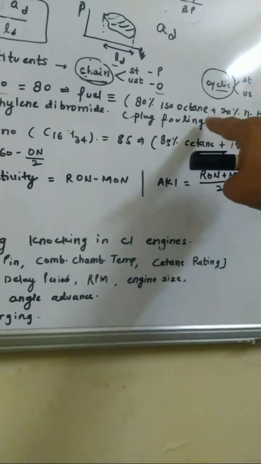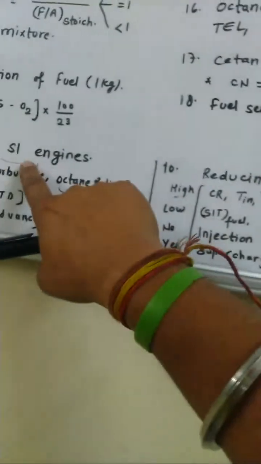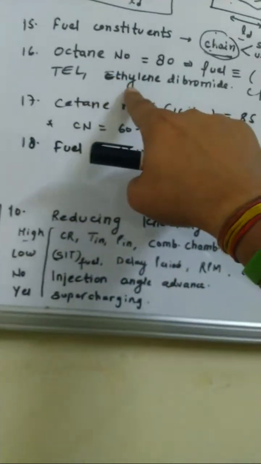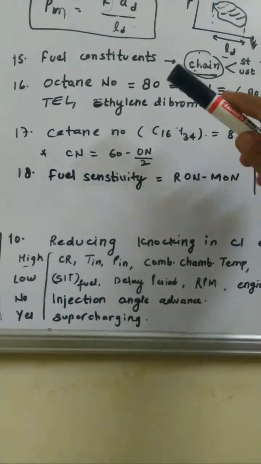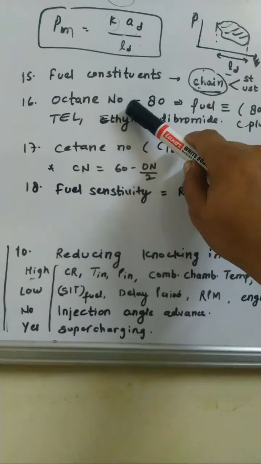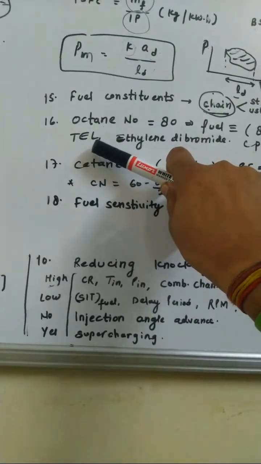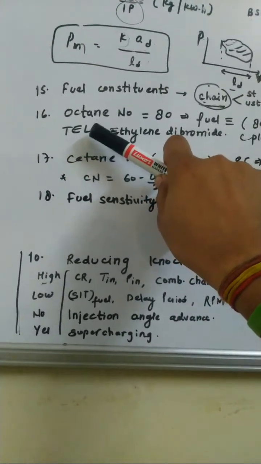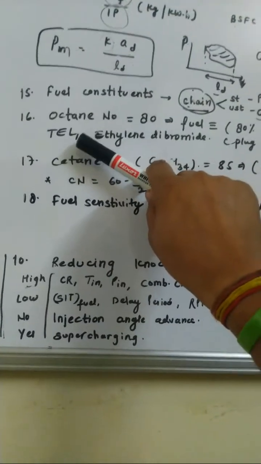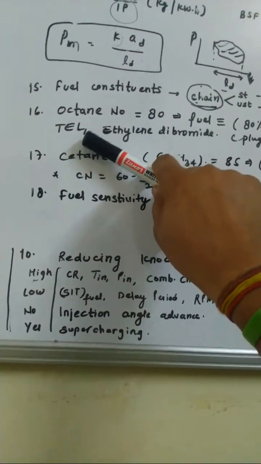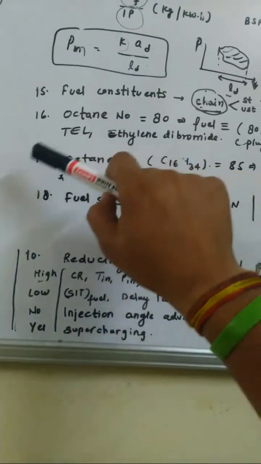This is desirable for us, as we have seen the octane number should be high in SI engines. So it is desirable to have a higher octane number, and to get a higher octane number, tetraethyl lead used to be mixed into these fuels, but due to some environmental problems this has been banned by the governments, and currently it is not being used.